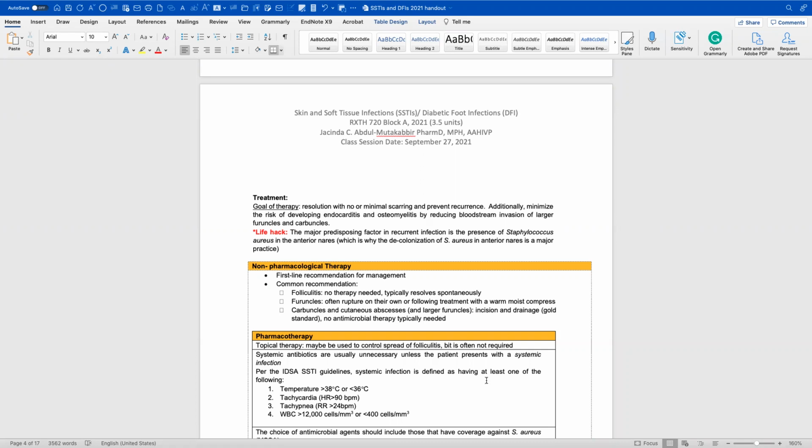So that's why oftentimes we will talk about decolonizing the nares, so that we can get rid of the presence of staph, so that there's less of an incidence of people having staph available to cause these skin infections when they have an abrasion or when they are immunocompromised. And we'll talk more about decolonization and all that jazz.